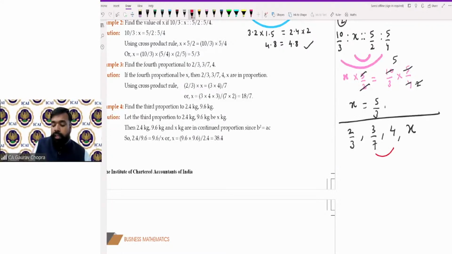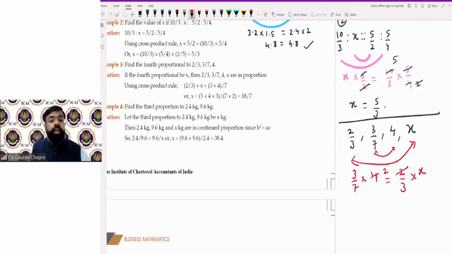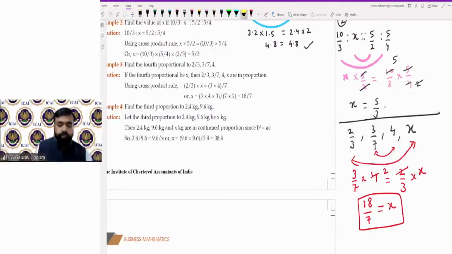So again, applying the same method, product of means should be equal to product of extremes. So 3 by 7 multiplied by 4 should be equal to 2 by 3 multiplied by x. Okay, so let's do some simplification. 2 is getting cancelled. So what is left? 3 into 3, 9. Multiplied by 2 is 18. So 18 upon 7 is the value of x. So this is example number 3.